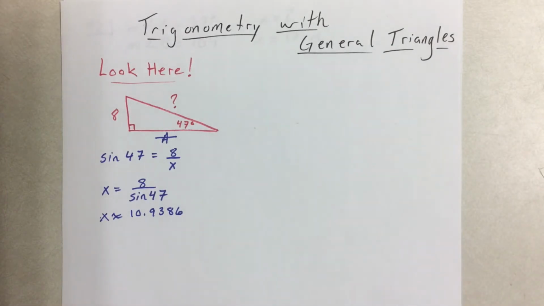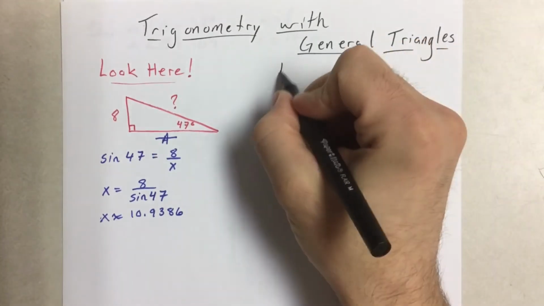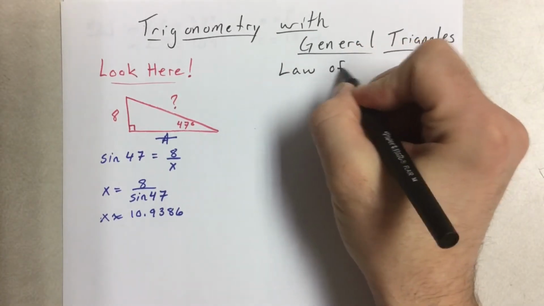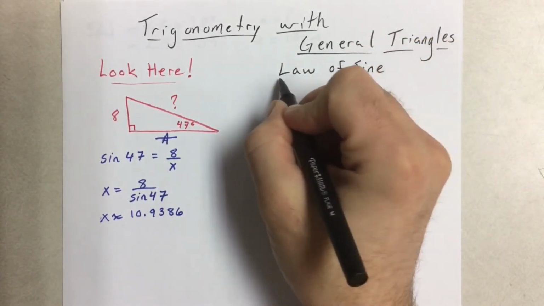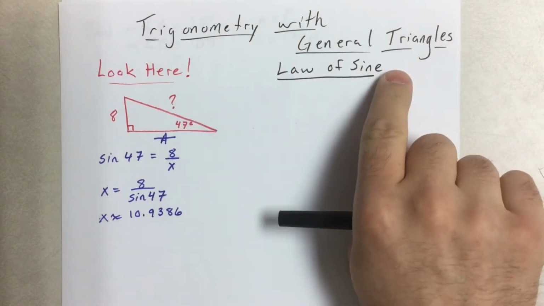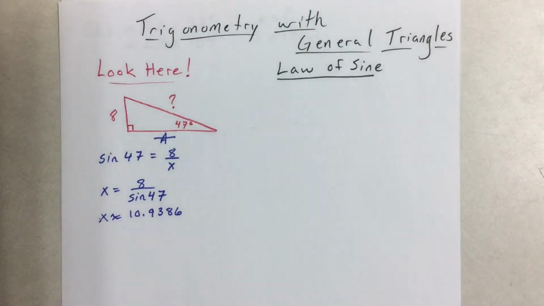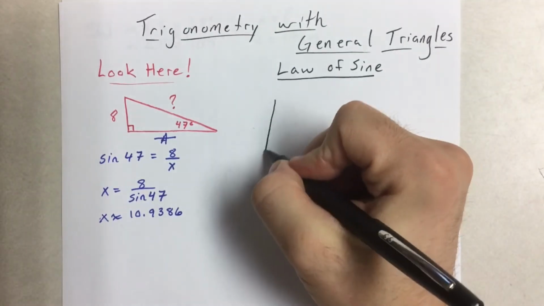So we have in this unit 2 laws that we're going to discuss. The first law that we're going to discuss is the law of sine. Some people say it's law of sines, having an S on the end, but I don't think it really matters. So we have some general triangle.